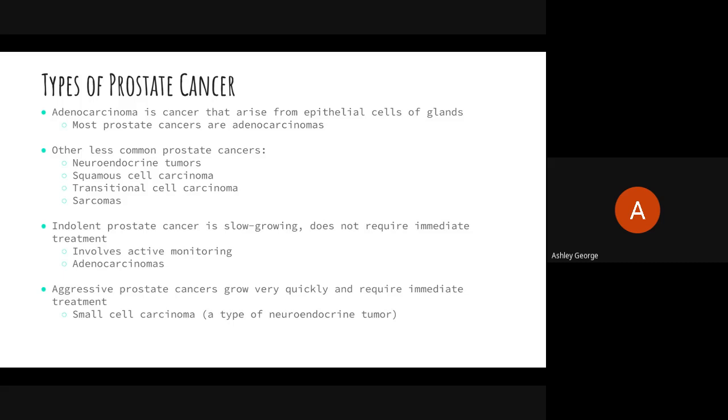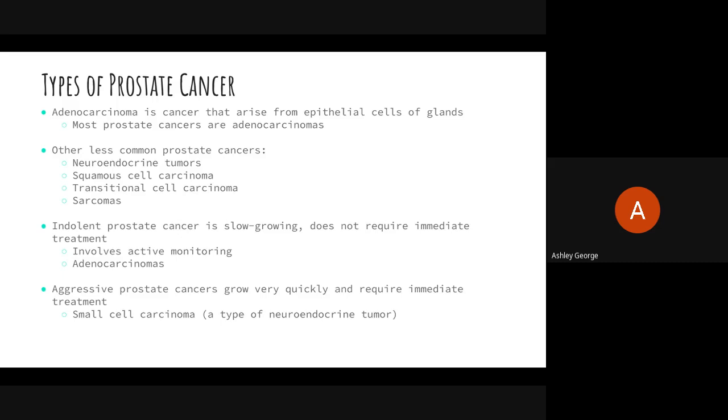So then going into the types of prostate cancer, the adenocarcinoma is cancer that arises from the epithelial cells of glands, and most prostate cancers are adenocarcinomas. There are a couple other tumors that are less common but contribute to prostate cancer: neuroendocrine tumors. They're listed there on the screen: squamous cell carcinoma, some other carcinomas, and then sarcomas.